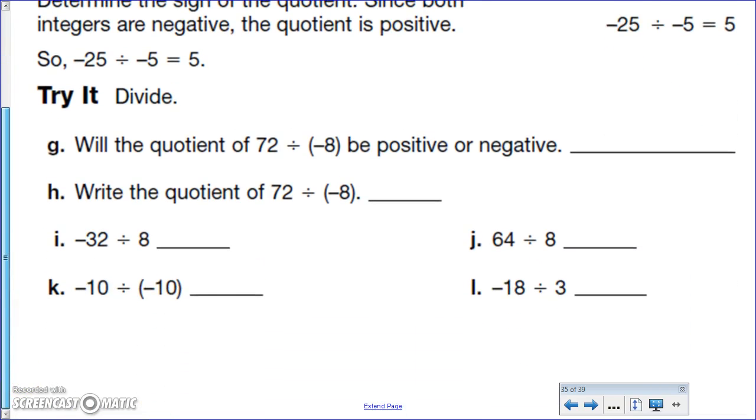Try it. Divide. Will the quotient of 72 divided by negative 8 be positive or negative? In this case, because we have two different signs, the answer is negative. For H, we're going to write the quotient of 72 divided by negative 8. So we know 72 divided by 8 is 9, and since it's two different signs, we have negative 9.